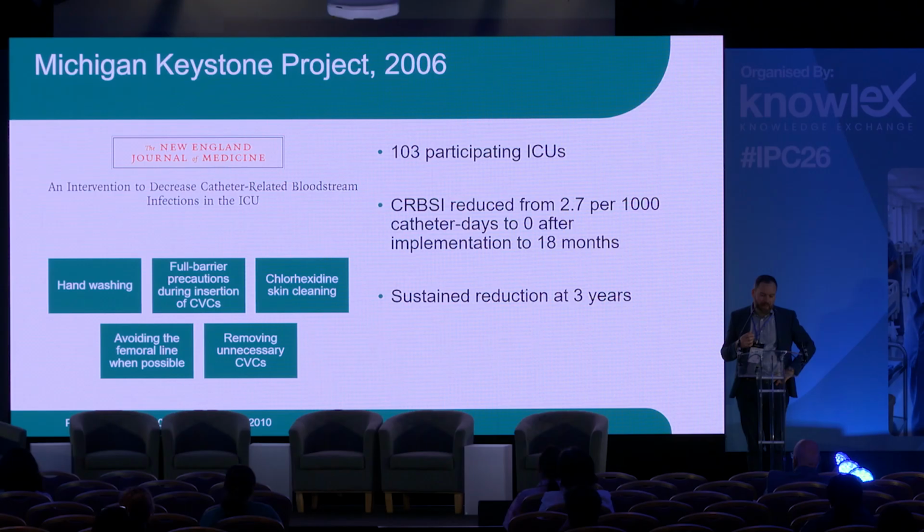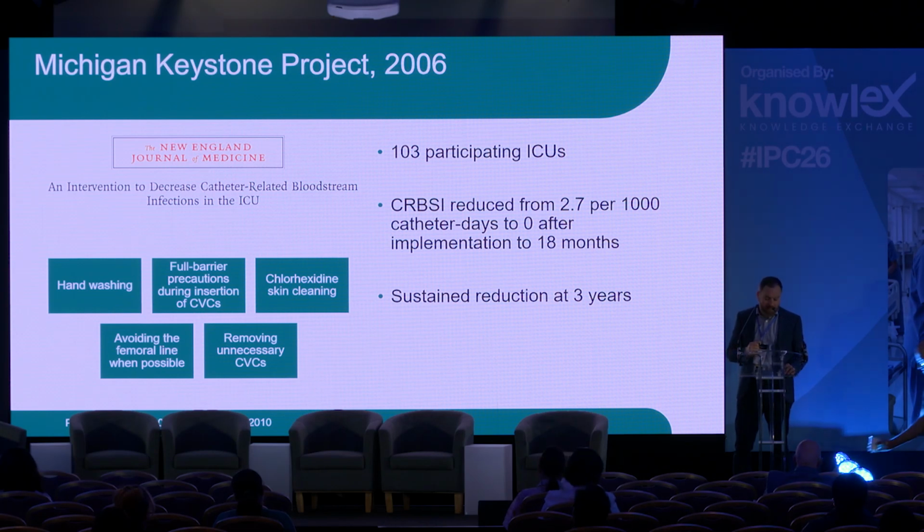At the core of it, there was a bundle of care that focused on 5 evidence-based interventions to reduce bloodstream infections. These included hand washing, full barrier precautions, cleaning the site with chlorhexidine, avoiding the femoral line where possible, and removing unnecessary central lines, which, looking back now, may all seem quite obvious in our practice, but of course these were important changes at the time.